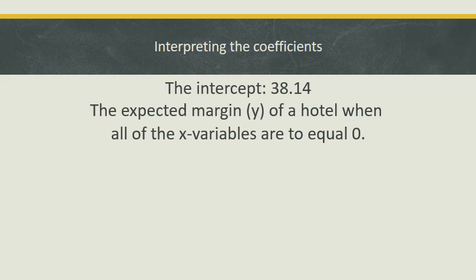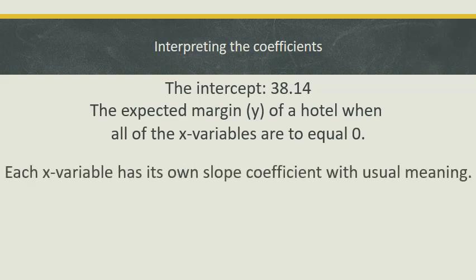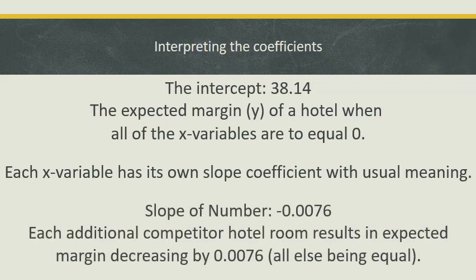Anyway, the slope coefficients again represent the expected change in y given an increase of 1 in the x variable. If we interpret the slope of the first variable, number, then we see that the expected operating margin decreases by the slope coefficient for each additional competing room, all else being equal. That last part, however, is new.